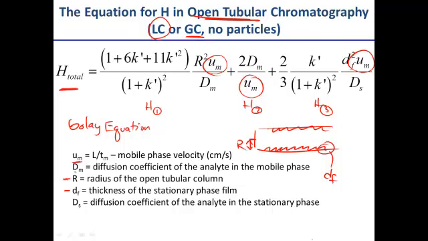And Dm and Ds are the diffusion coefficients of the analyte in either the mobile phase, that's Dm, or the diffusion coefficient of the analyte in the stationary phase, that's Ds. So these diffusion coefficients are basically a measure of how fast a molecule moves in terms of its net movement, its net displacement. How fast they move in either the mobile phase or the stationary phase. The only other term here is retention factor, which we've talked about already.